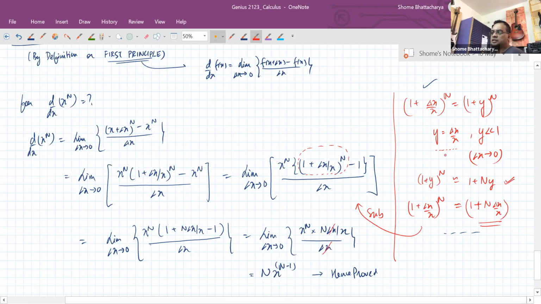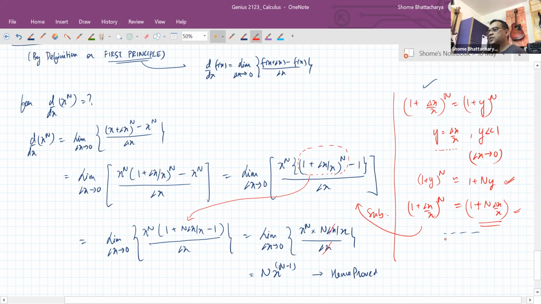Yes, sir. And then just resubstitute y as delta x by x. So (1 plus y) to the power n is 1 plus ny, which gives you this. So now substitute this back in this expression. So this whole bracket, (1 plus delta x by x) to the power n, is replaced with this. When I substitute this, the power n bracket becomes 1 plus ny, where y is delta x by x, so n times delta x by x. Okay, and then this one and this one cancel out. It's just algebraic manipulation, right? You can see this. Yes, sir.